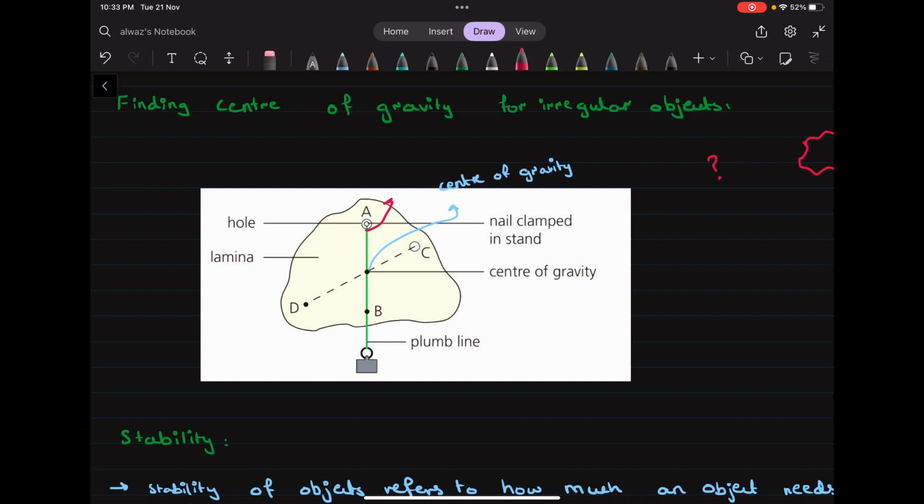What we do is we make a line for where the string is. So we're going to make a line like this. Then we'll change the hole to C, and we're going to make a line like this. Then maybe we have one more hole here. It might be called D, and when we hang it, we'll see that the line will go right here like this. So we can see that all these lines intersect at one point, this point right here. This point will be the center of gravity for this irregular shaped object.